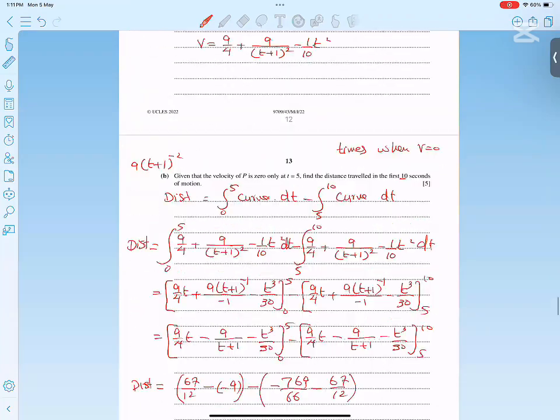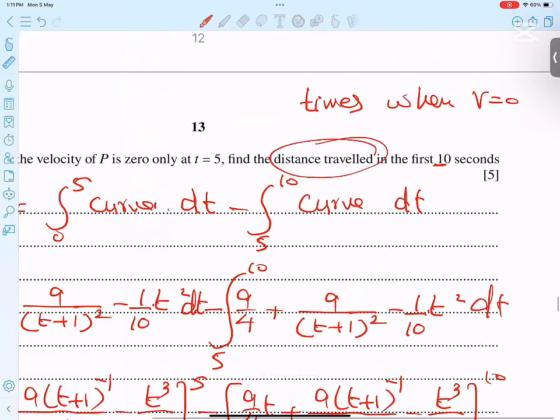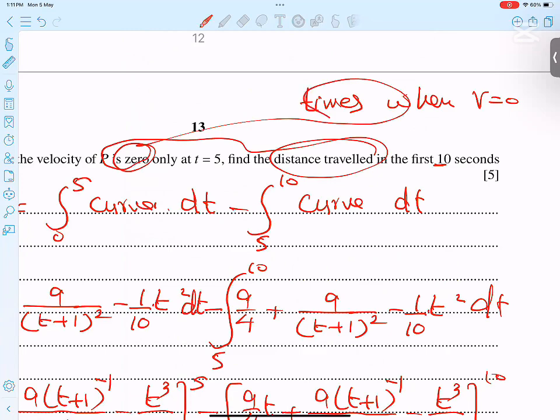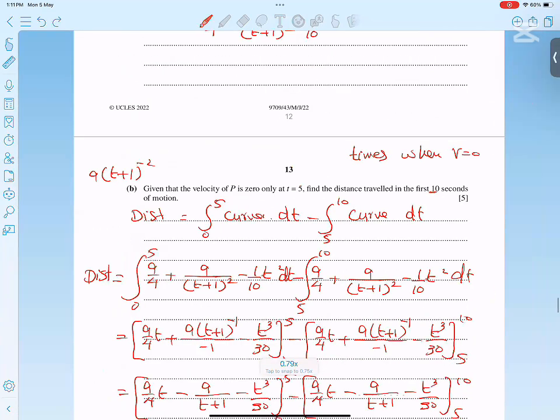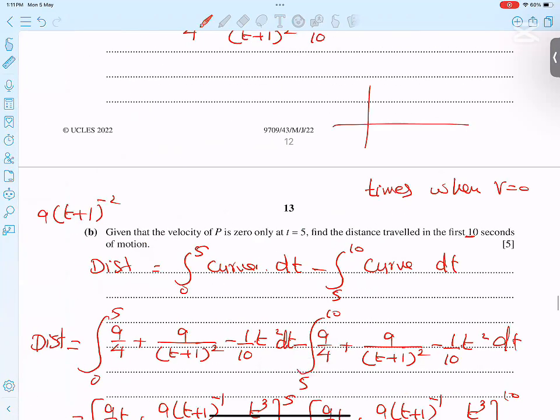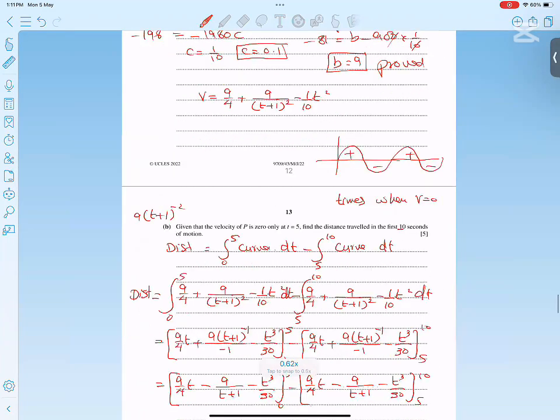As a teacher, I suggest that whenever a question asks you for distance, you must check where the velocity is zero, and find at those times. Sometimes the diagram goes up or down like this, so positive, negative, positive, negative. So be careful about this.